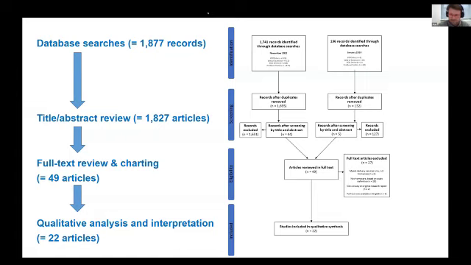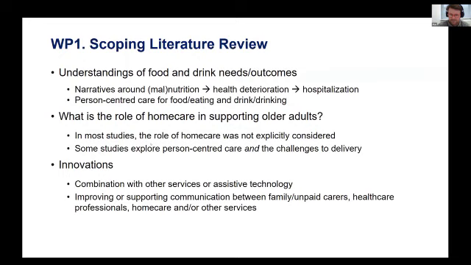And that's the end of my bit. I'm going to pass back to Lavinia to wrap up the literature review.